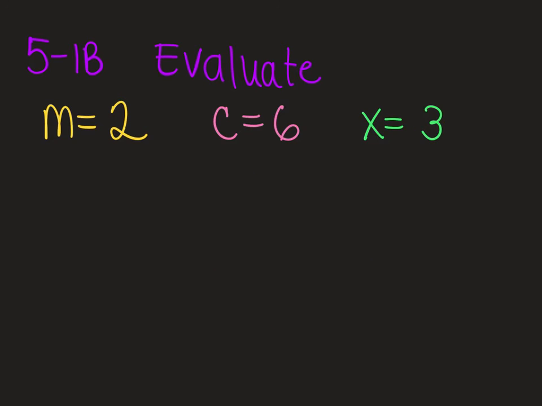Our second lesson is 5.1b. We're going to evaluate some expressions. Evaluate. So let's say that anytime I see an M, I'm going to replace it with a 2. Anytime I see the letter C, I'm going to replace it with a 6. And anytime I see the letter X, I'm going to replace it with 3. So it's kind of like a code.